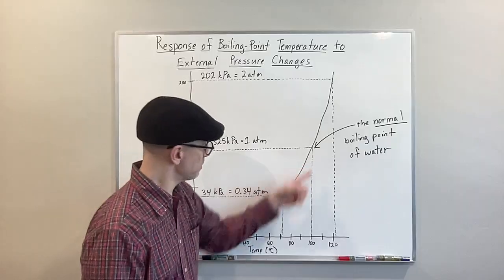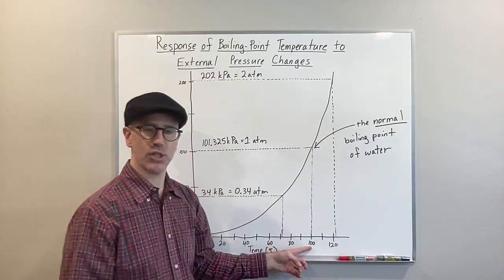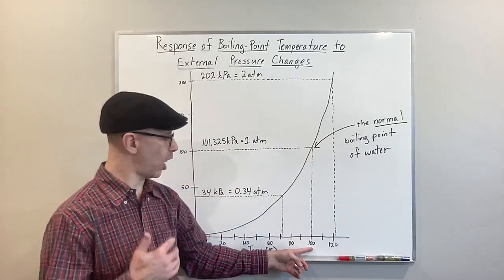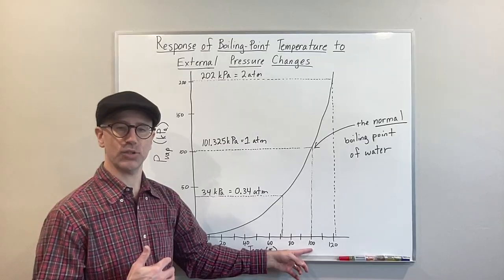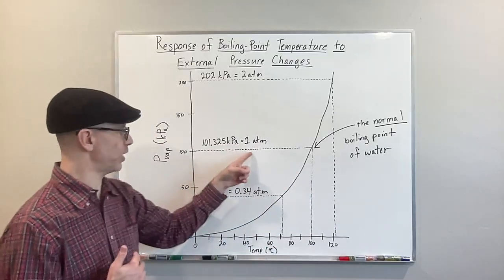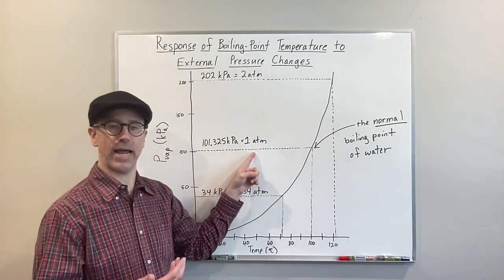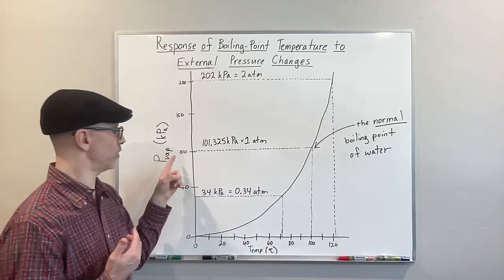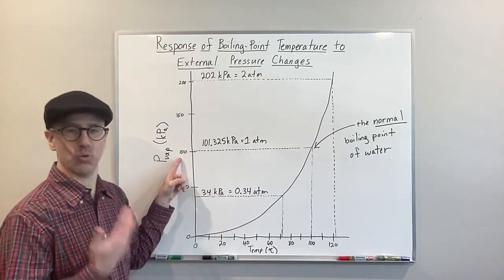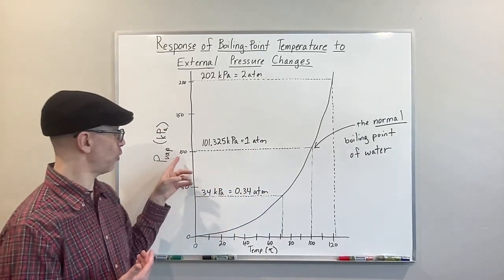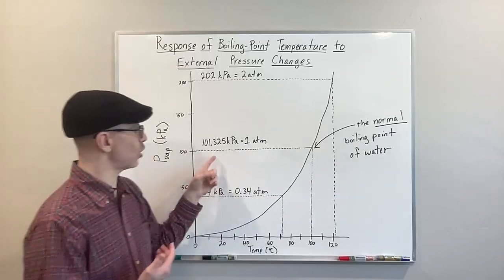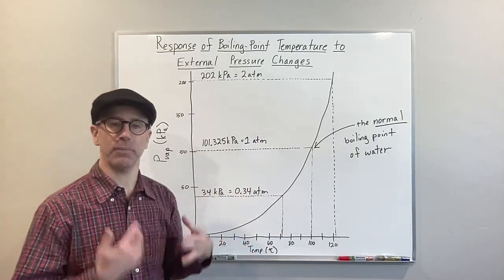And this requires 100 degrees Celsius. So at sea level, water will boil at 100 degrees Celsius because the external pressure at sea level is 1 atmosphere, and therefore the vapor pressure has to be equal to 1 atmosphere to get it to boil, right? Okay, so now what if you're up in the mountains?